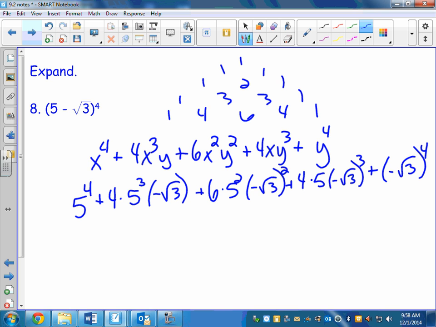Negative square root of 3. Not square root of negative 3, negative square root of 3. Plus.